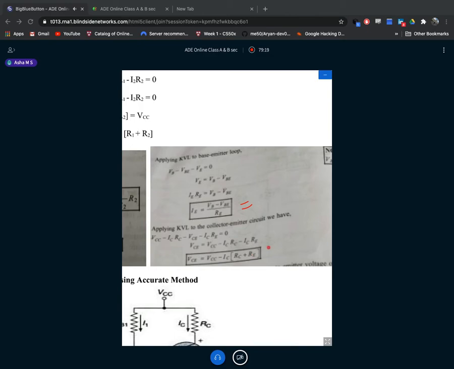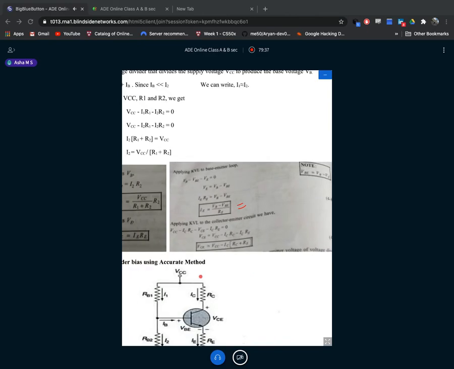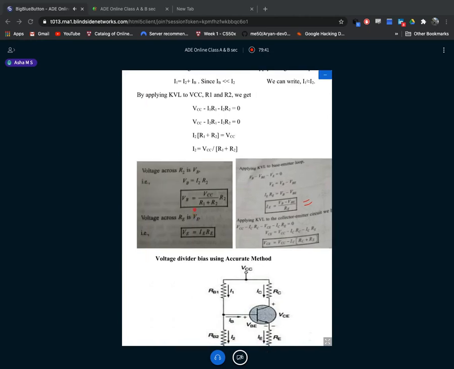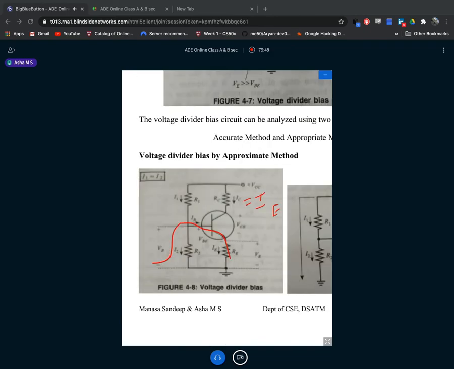So IC we got. How did we get IC? IE we got, and we are saying IE is approximately equal to IC. Next, VCE we got. And how did we get IE? By calculating IB. How did we get IB? By calculating I2. How did we get I2? By considering I1 is equal to I2. How did we consider I1 is equal to I2? Because we have designed the circuit like that.